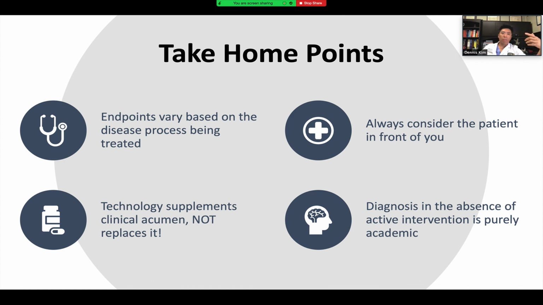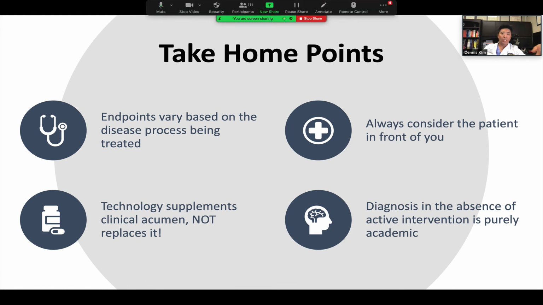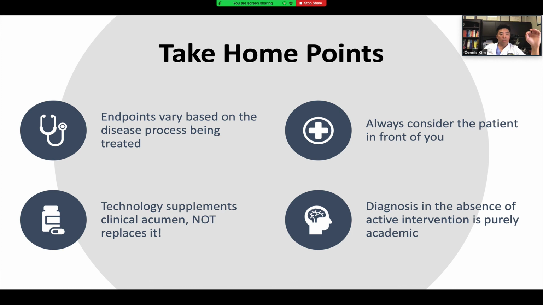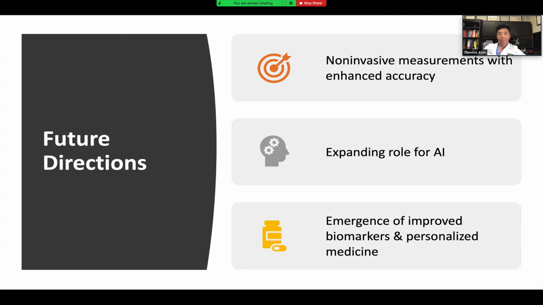And I think most of the interesting research and developments have really been with regards to the hemodynamic endpoints of resuscitation. Please, please, please remember, technology supplements our clinical acumen, it does not replace it. And so these are just data points in time. Look at the whole clinical picture. And remember, diagnosis in the absence of an active intervention is purely academic.